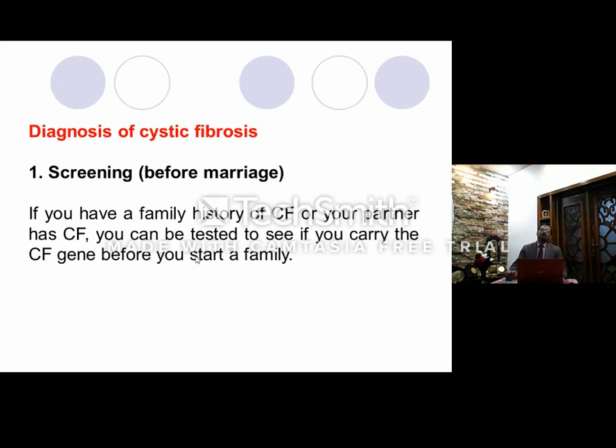Now, we're going to talk about the diagnosis of cystic fibrosis and what the role of PCR is in this setting. There are many diagnostic steps or types for this disease. First of all, it's screening. This means that before marriage, if a couple intends to marry and one of them has a family history of cystic fibrosis, then they have to do a checkup. They have to know whether one or both of them carry the mutant gene.